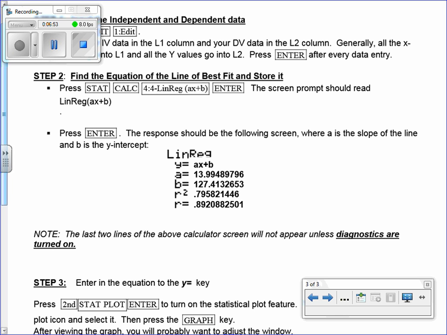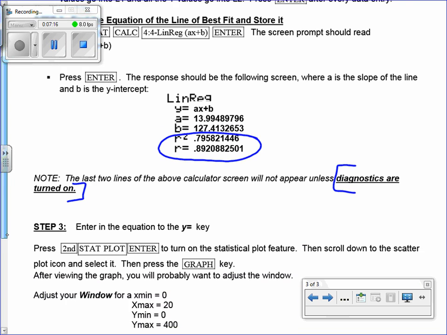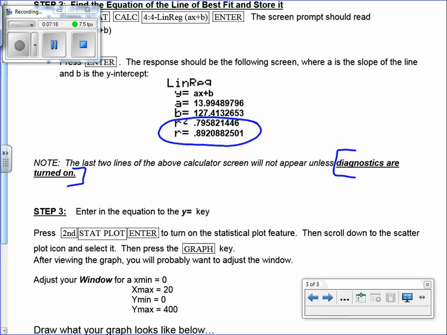Now, if you want to get these two values, your diagnostics have to be turned on. Your diagnostics have to be turned on. If you don't know how to find diagnostics, it's okay. We'll talk about it in class. To be honest with you, I went to the catalog feature, found diagnostics, and turned it on that way.